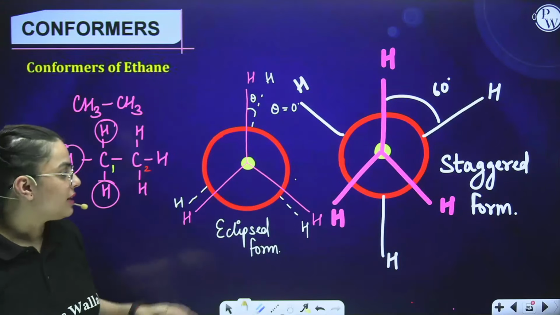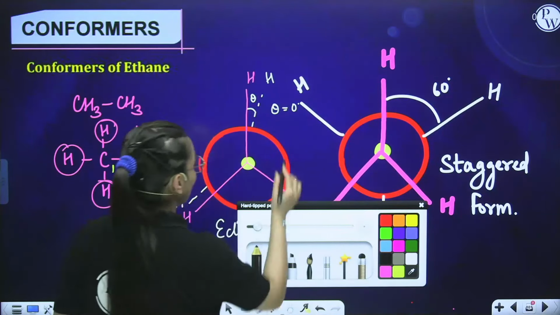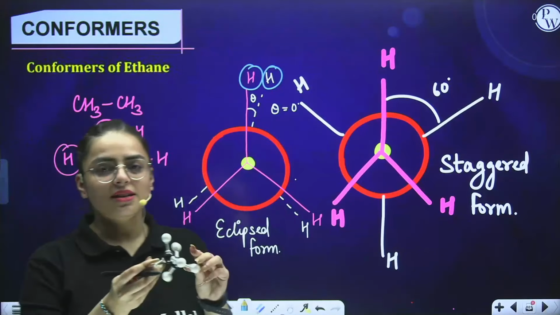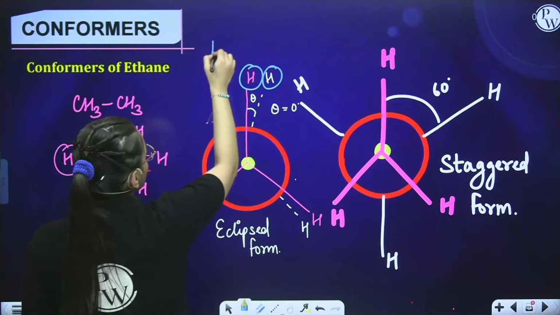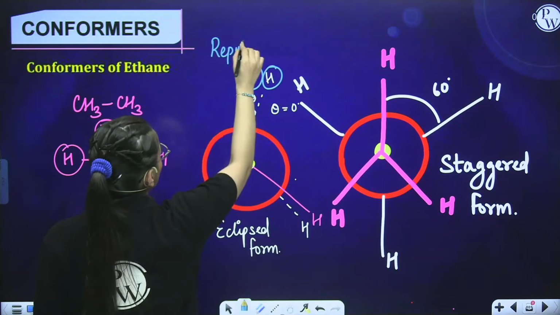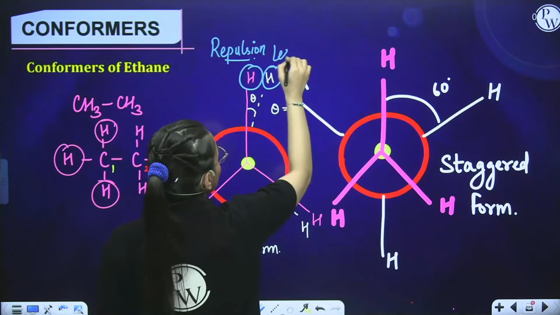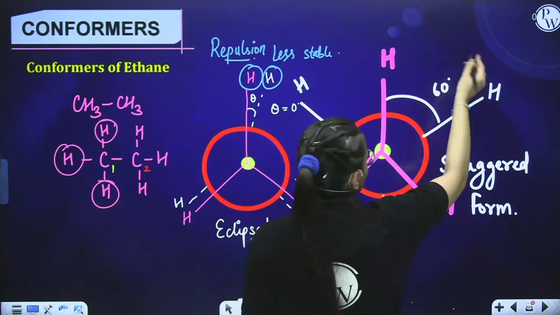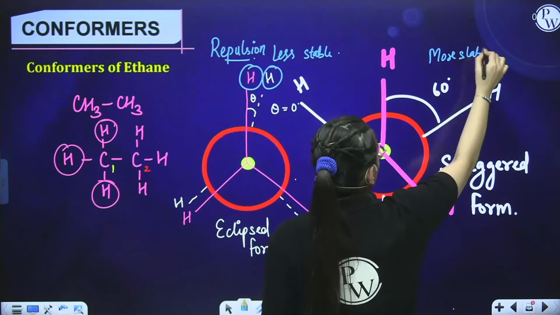Now students, from both of these forms, which is more stable? In this case, what do we observe? We observe that these are present in such a way that the bonds create repulsion between them. Here there is repulsion, here there is repulsion. So it is less stable. And here there is less repulsion, so it is more stable.